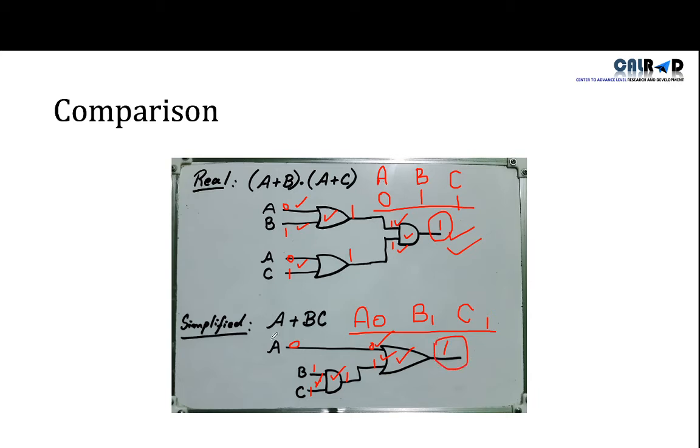So this means our simplification was right, and this design, which is using only 2 gates, gives the same output as the bigger design that was using 3 gates. So we are successful in reducing the number of gates while the output remains the same. This is the main purpose and the main application of using gates.